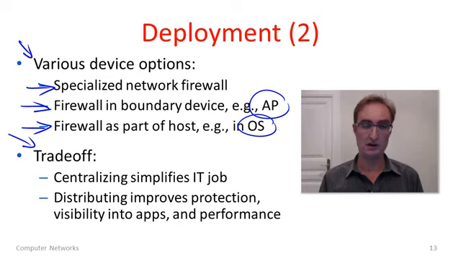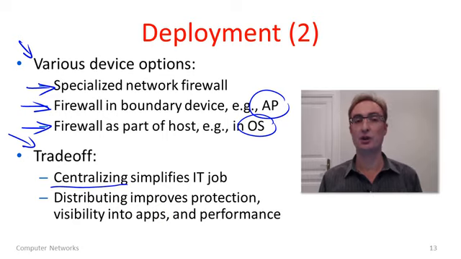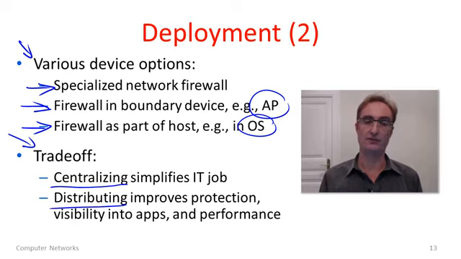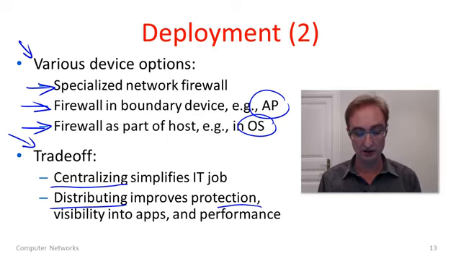As you might imagine, putting a firewall in the one spot, like in your AP, where you go into your local network or leave it, can centralize things and it can simplify your IT job, because it's centralizing the policies which you use to accept or discard packets. On the other hand, distributing the implementation of the firewalls to all hosts has other advantages. It actually tends to improve the protection.